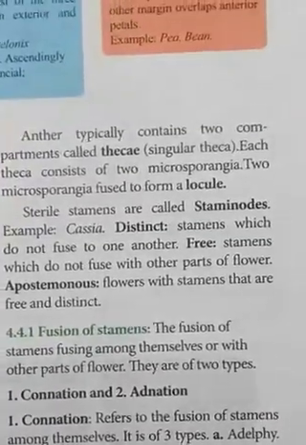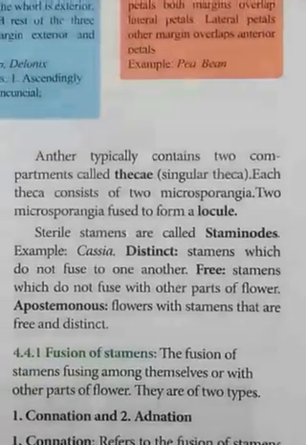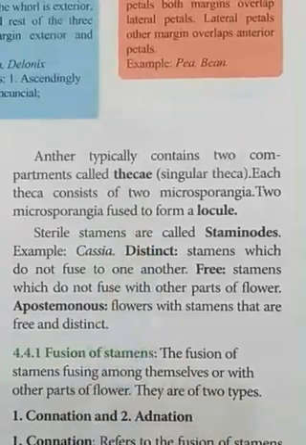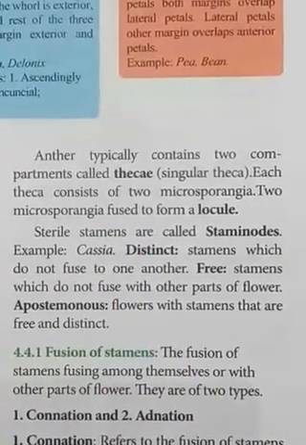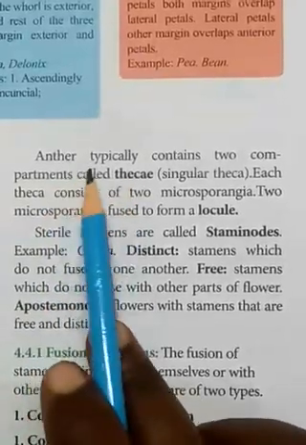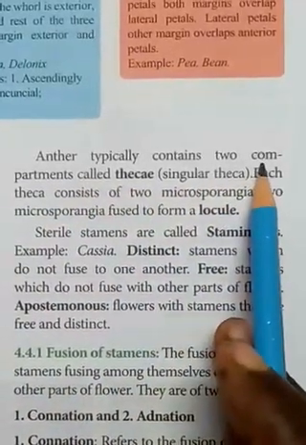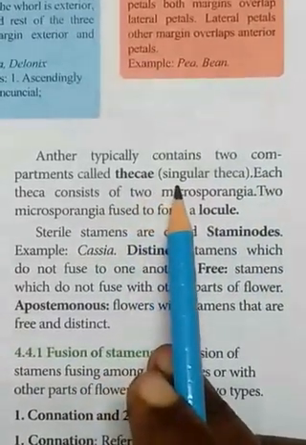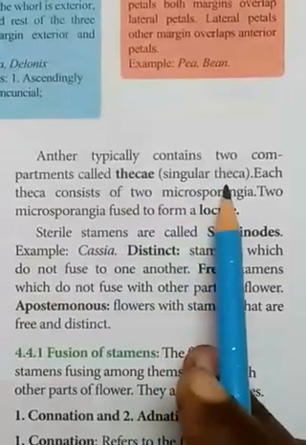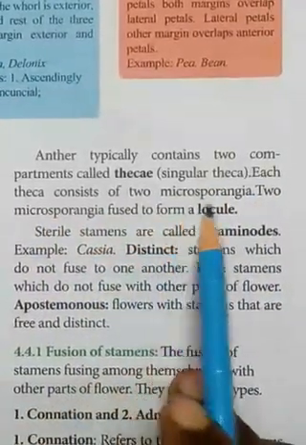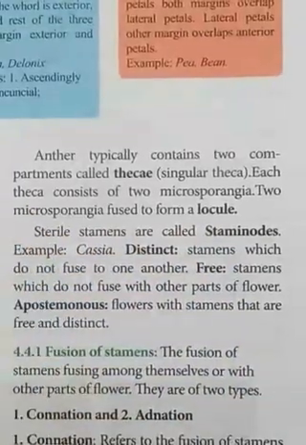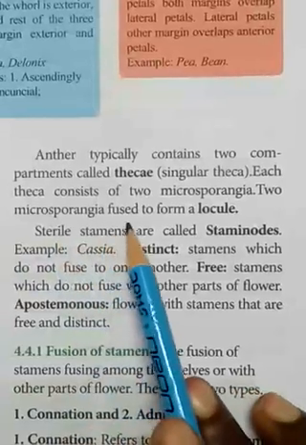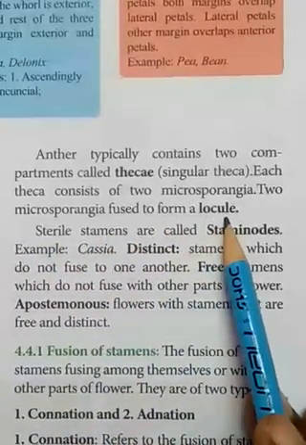Anthers typically contain two compartments, called thecae, singular theca. So each anther contains two compartments or two lobes. Each theca consists of two microsporangia, that is, in each lobe there are two microsporangia, and the two microsporangia fuse to form a locule.